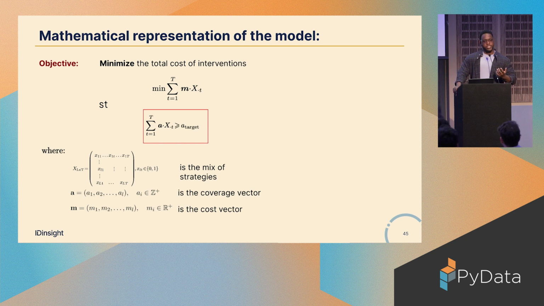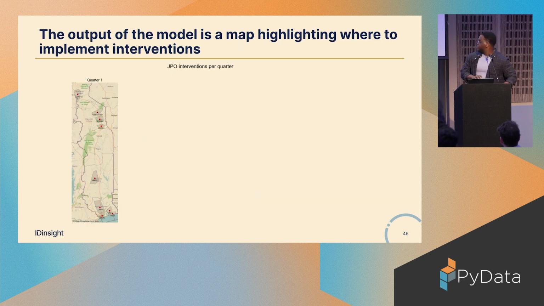So of course, we can't give them a matrix as a deliverable. They won't be able to use that. So we try to visualize our output as a map here. So we have the map. I don't know if it's visible here. We have the map of the country. And in red, you can see where to implement.